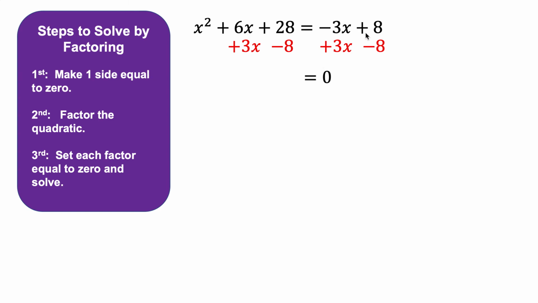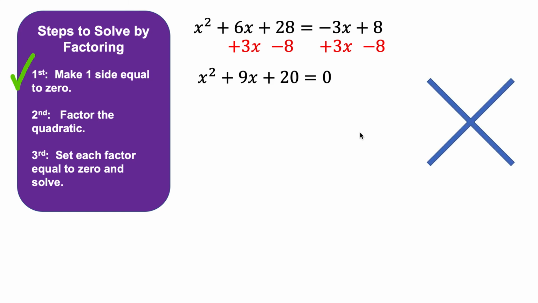All right, so this side zeroes out. That's what our first step was. This side, just combine your like terms, and you will get x squared. There's no other x squared. 6x plus 3x is a 9x. 28 minus 8 is a 20. Now this looks just like the problems in the previous ones we were doing. So step 1 is done. One side is equal to 0.